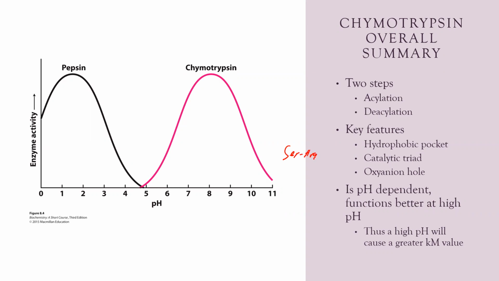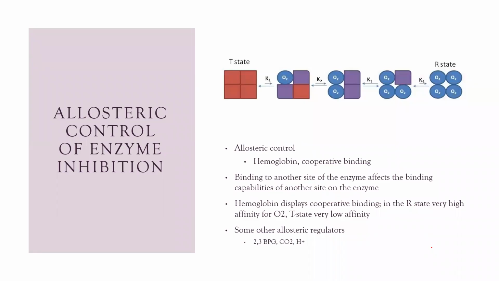arginine, and does anyone remember the last one? Yeah, so it's actually serine, histidine, and aspartate. Okay, and then your anion hole. I don't think this is very high yield, so I won't go over very much, but I suggest that you memorize this. It's pH dependent, functions at a better pH. So if it functions at a better pH, it makes sense that it'll have a greater Km value at those pHs. I already talked about this.